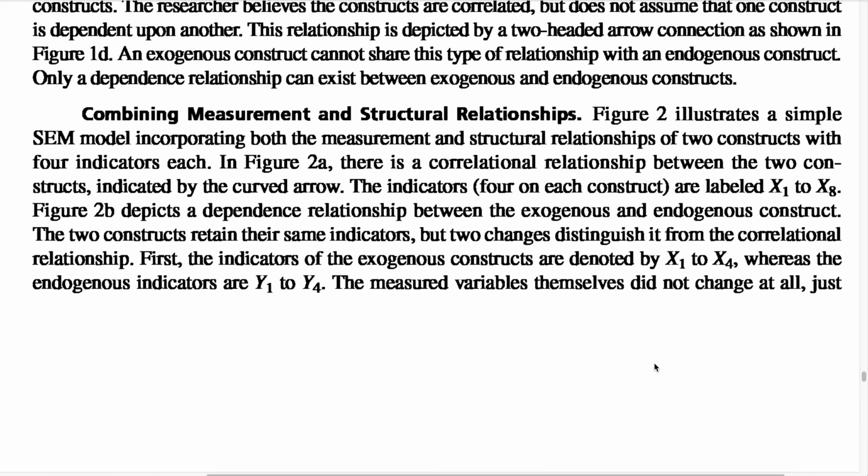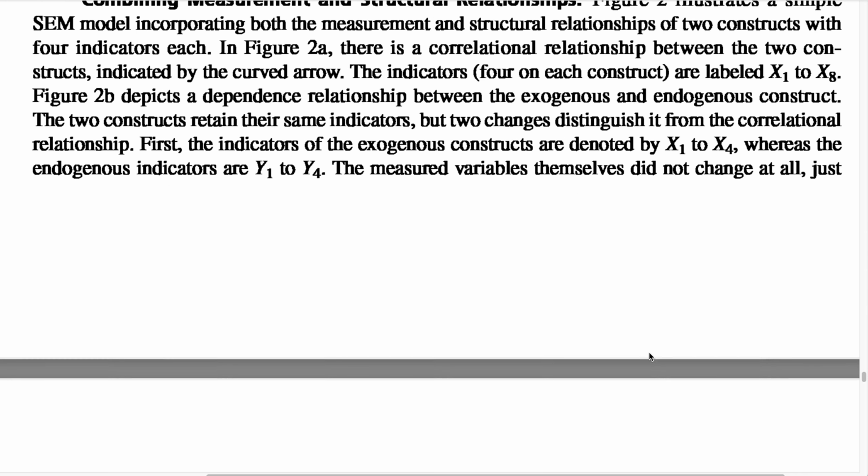In figure 2a, there is a correlational relationship between the two constructs, indicated by the curved arrow. The 4 indicators of each construct are labeled x1 to x8. Figure 2b depicts a dependent relationship between the exogenous and endogenous constructs. The two constructs retain the same indicators, but two changes distinguish it from the correlational relationship. First, the indicators of the exogenous construct are denoted by x1 to x4, whereas the endogenous indicators are y1 to y4. The measurement variables themselves did not change at all.